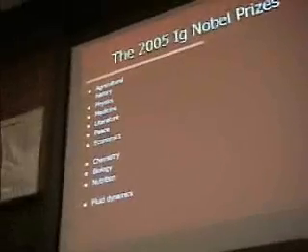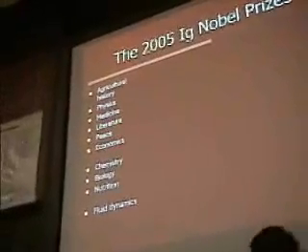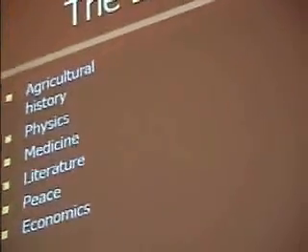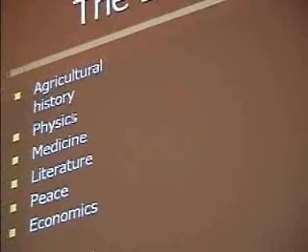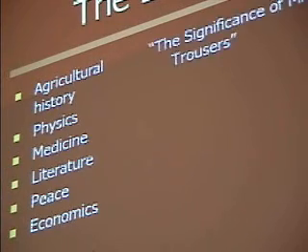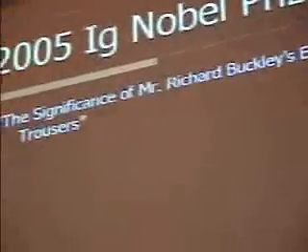So this is the last of the Ig Nobel Prizes that I wanted to talk about. Again, these are the prizes that are awarded about the week before the Nobel Prizes in December-ish. And every year they come up with slightly different categories. So architecture, agricultural history, the significance of Mr. Richard Buckley's exploding trousers. That was an article published.